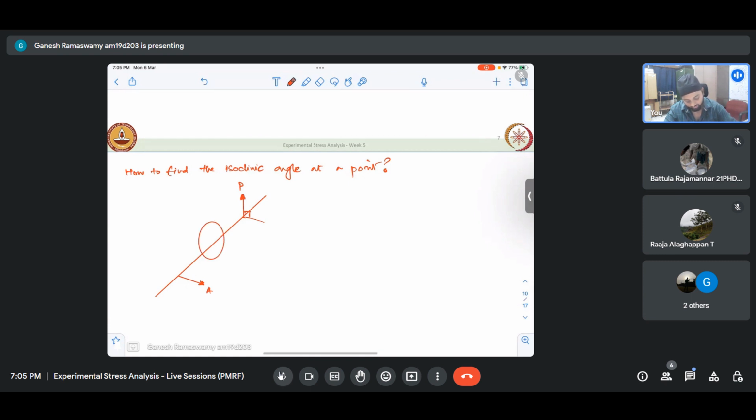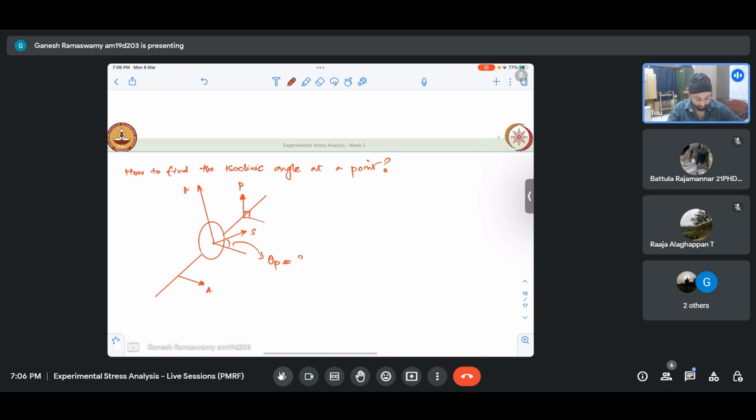And let us say this is my point of interest. And the isoclinic there, let us consider that the fast and slow axes are like this. And this angle happens to be theta p. For the sake of explanation, let me take this to be some 35 degrees.